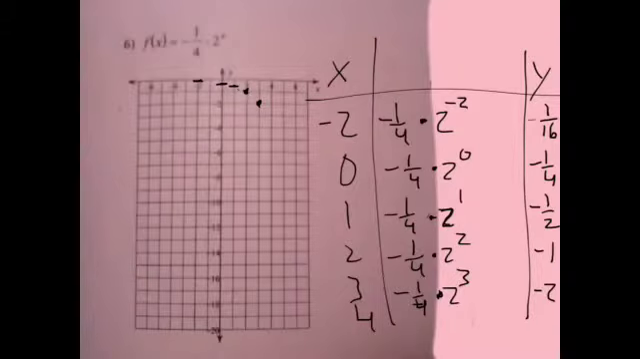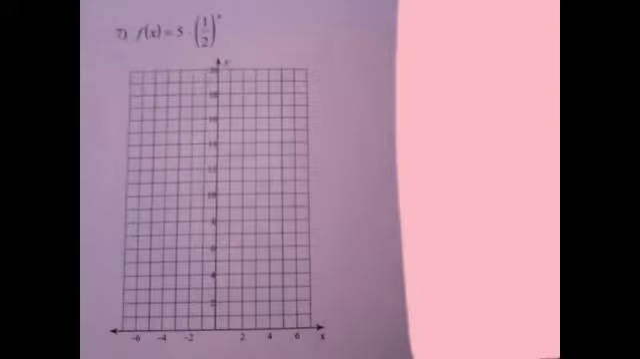Let's do another one, 4. If you do 2 to the 4th, you'll get 16. 1/4 of that is 4. The negative goes with it, so 4 goes to negative 4. And you can see rather quickly how my exponential is going to grow, and it's going to look something like that.